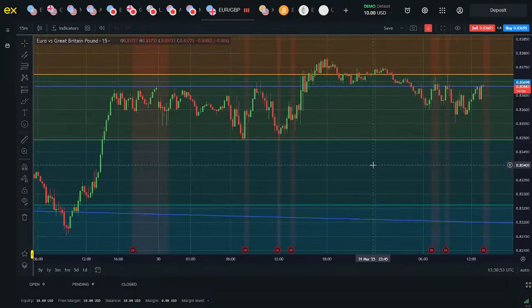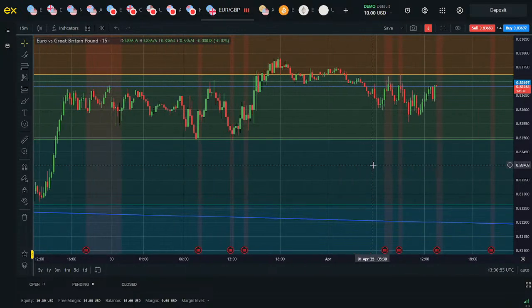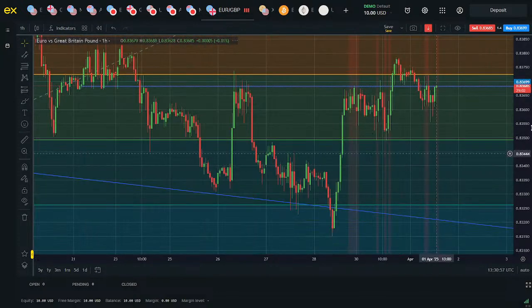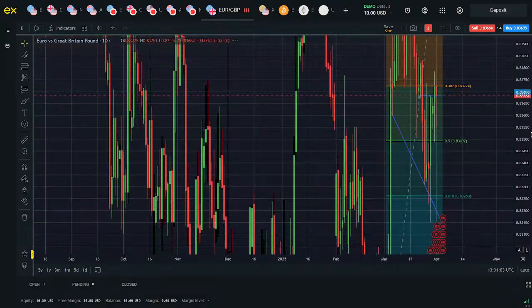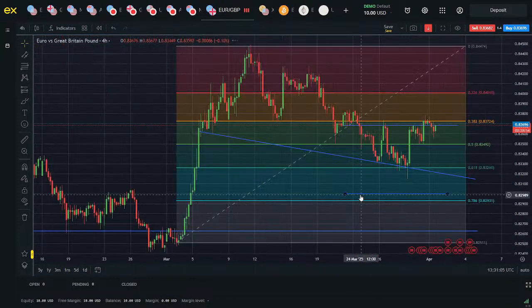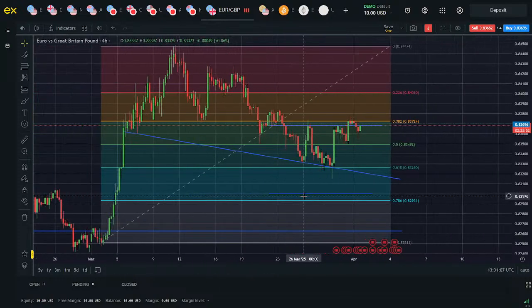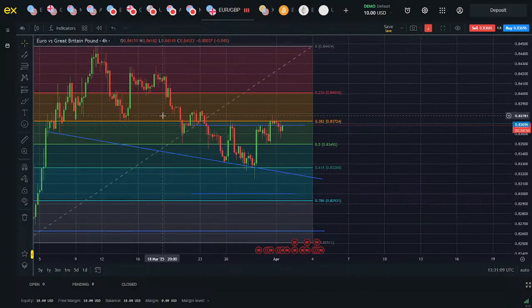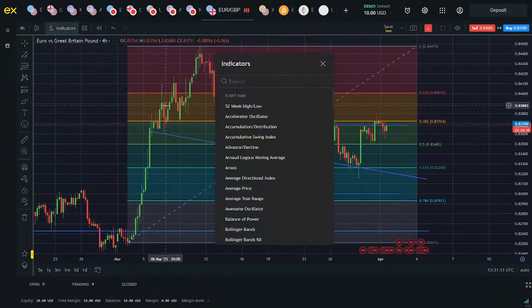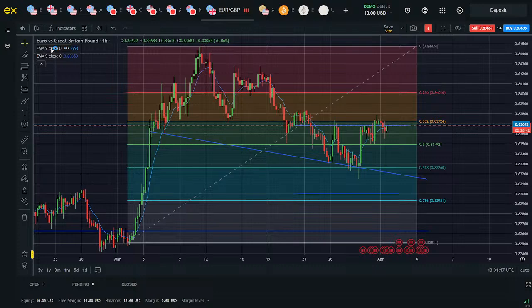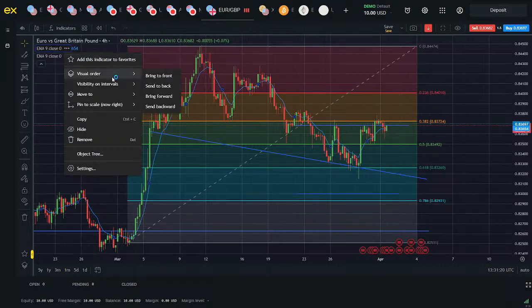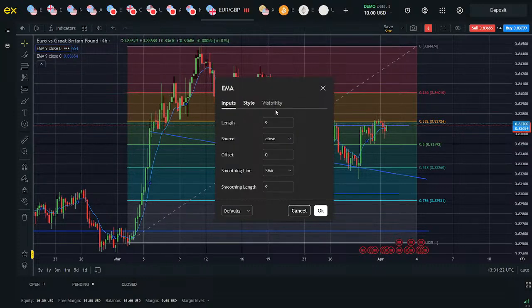In Euro GBP, oh, Euro GBP is a complete sideways market, bro, right at this very moment. Who removed my EMAs over here? Tuck, tuck. And we got EMAs. Just let me change.